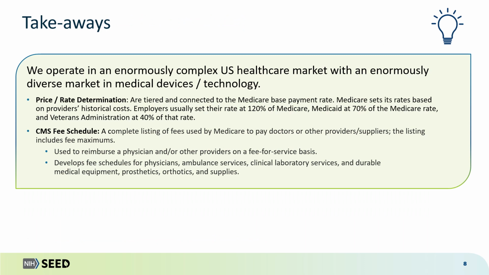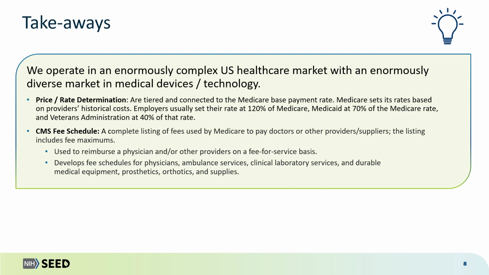This concludes part 2 of the Price Determinations and Negotiations module. I certainly hope you learned something new, and if you listened to part 1 of this topic, we had talked about price management tools and factors that impact pricing. Here, in this module, we had talked about price and rate determinations. We said that these rates are tiered and directly connected to the Medicare base payment rate. We also talked about how these Medicare rates are set and that they are based on providers' historical costs.